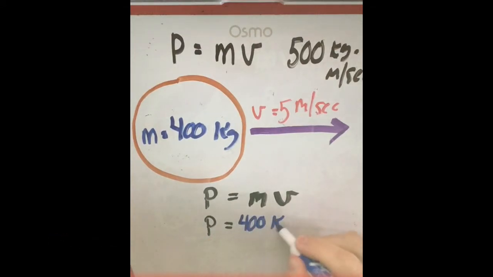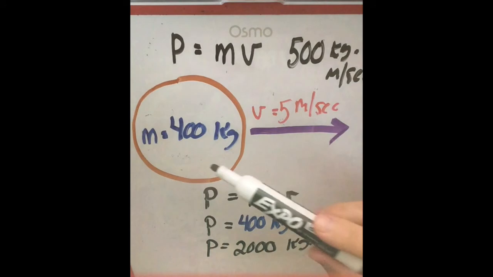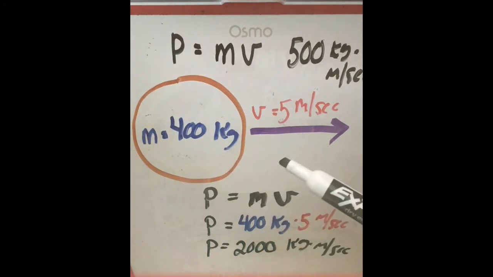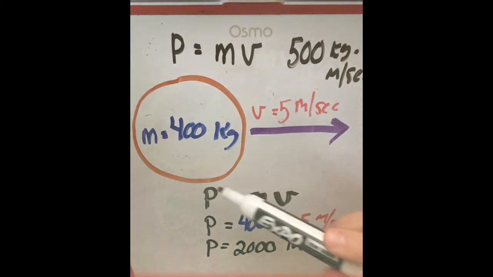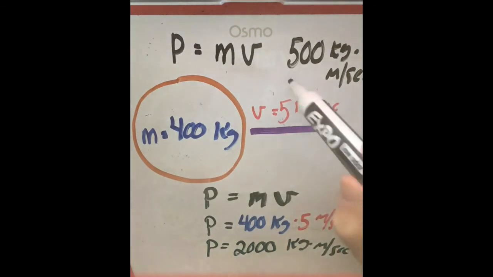400 kilograms times 5 meters per second. We work that out and we get a momentum of 2,000 kilograms times meters per second. Now you'll notice that increasing the mass increased the momentum from 500 to 2,000 kilograms times meters per second. If we look really closely, we'll see that we increased the mass by 4 times, and the momentum was increased by 4 times.